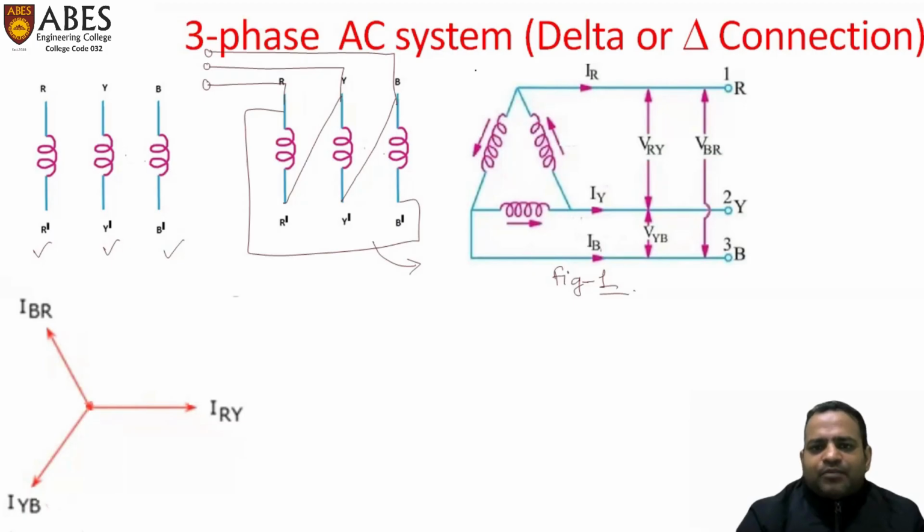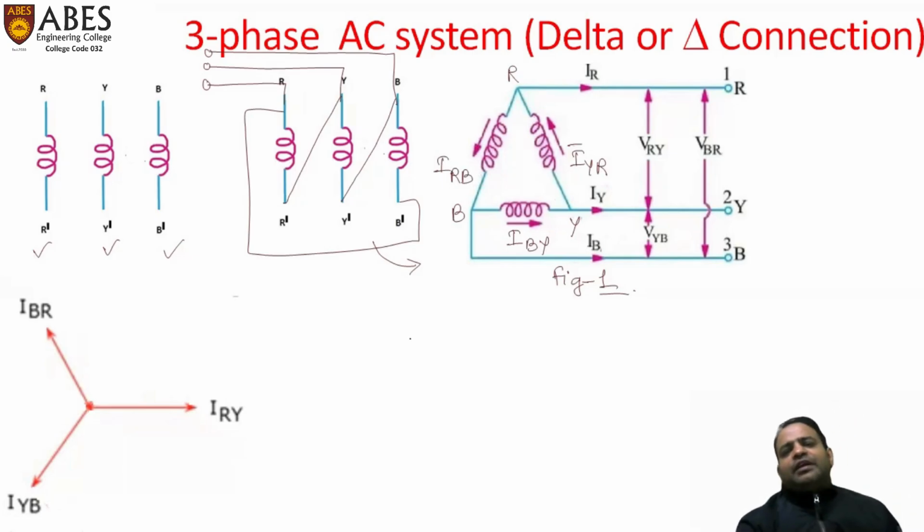So here this is the R point, this is our Y point, and this is our B point. This is our IYR current, this is our IBY current, and this is our IRB current. So we have to find out the relationship between line and phase voltages and line and phase current. But before finding the relationship, we can understand where the line voltages and the phase voltages are.